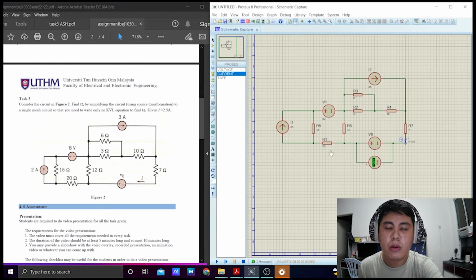This is the video that we got from the unsimplified task 3, the unsimplified version of the circuit. Next, we are going to simulate the simplified version of the circuit by arranging components and then simulating it just like the first step.